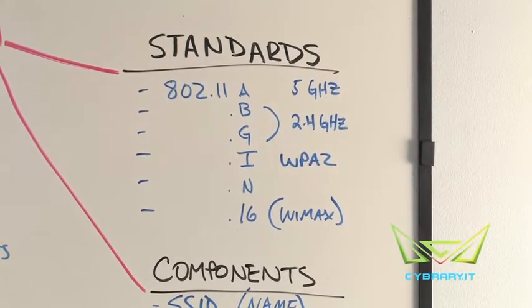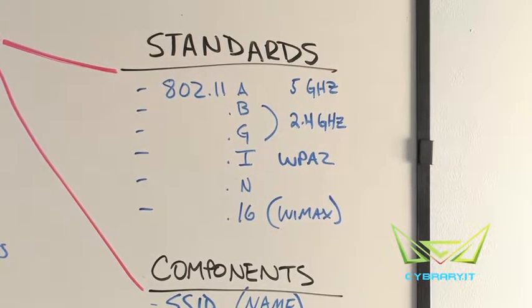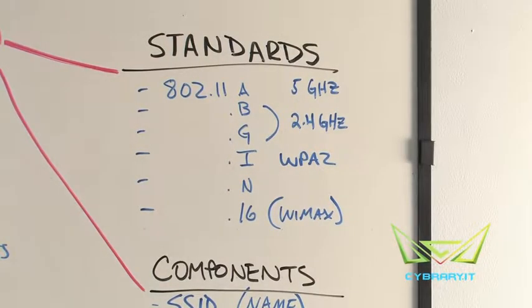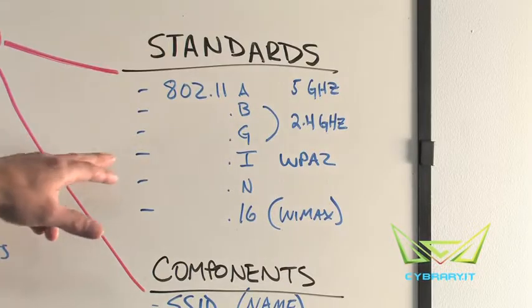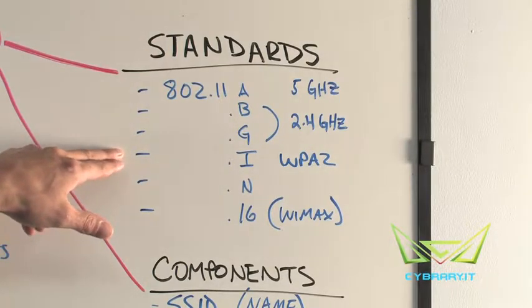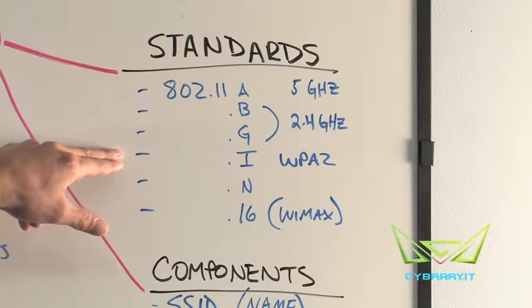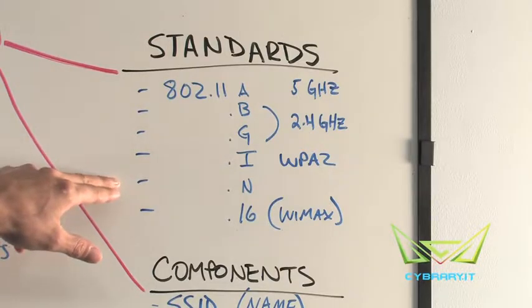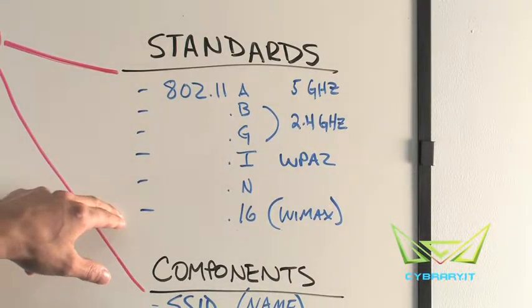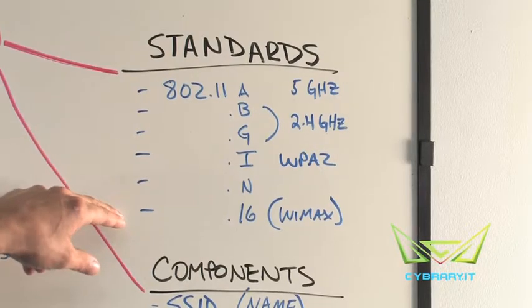Then BG compatible was very, very popular. B was a little bit slower, 11 megabits per second, and then G up to 54 megabits per second, but nonetheless they operated on the 2.4 gigahertz spectrum. Then you have 802.11i. This is where we introduced WPA2. You have 802.11n and 802.16, which is commonly referred to as WiMAX.